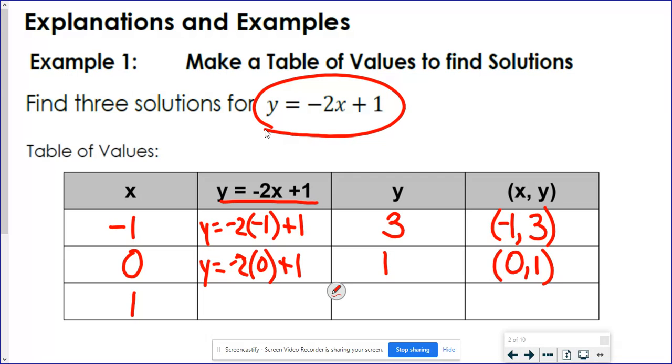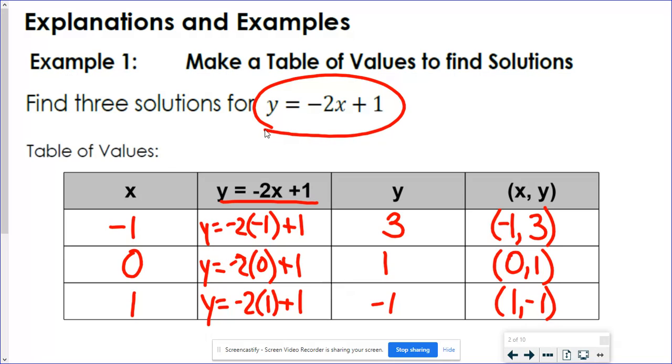And when I substitute the 1 in, I'll have y equals -2 times 1, which is -2. -2 plus 1 is going to be -1. So 1, -1. I want you to notice something. If I have a pattern in my x's, and I do, they're increasing by 1 every time. For a linear equation, there will be a pattern in my y's. I had 3, then it went down to 1, so that went down by 2. Then I go down by 2 again, I get -1.